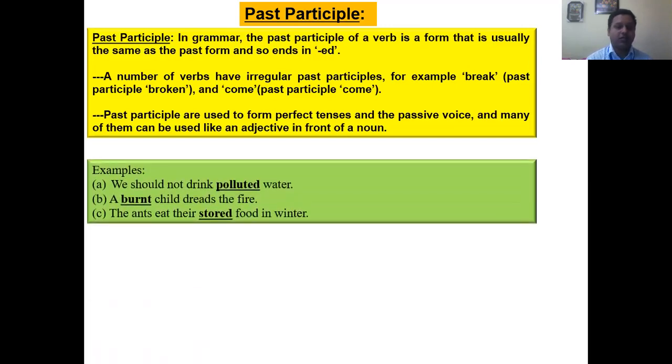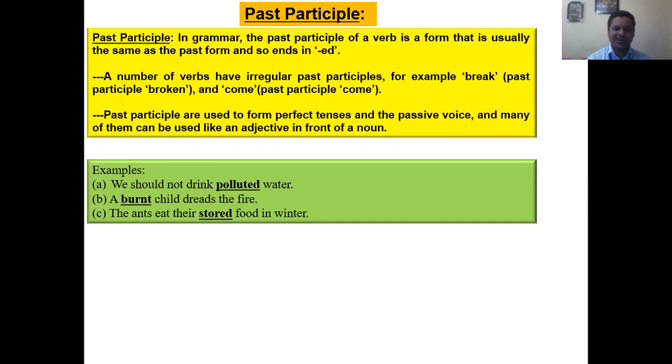Let's see the example. We should not drink polluted water. See the word polluted. Polluted is a past participle form of pollute and is sitting before the noun. It is modifying the noun water. Polluted water acts as an adjective here.